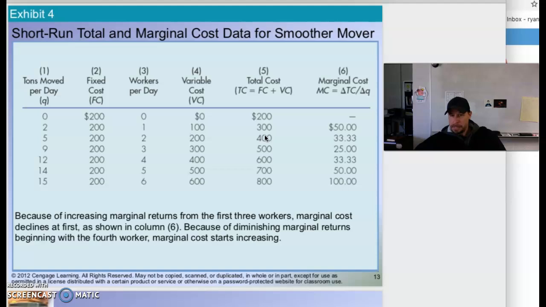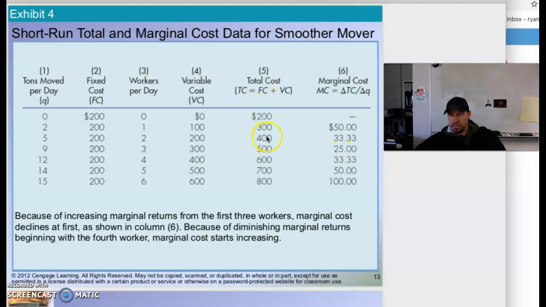But now it becomes cheaper because we're getting more output from that worker. So our output was 3. We take our change in total cost, which was 100, and divide it by our change in quantity, which was 3 this time. So now our marginal cost per unit is only $33. And down the line, we see increasing marginal returns here. We're getting more for each unit of labor that we employ, and we see our marginal costs are falling.